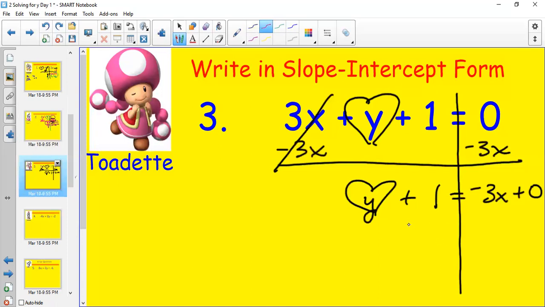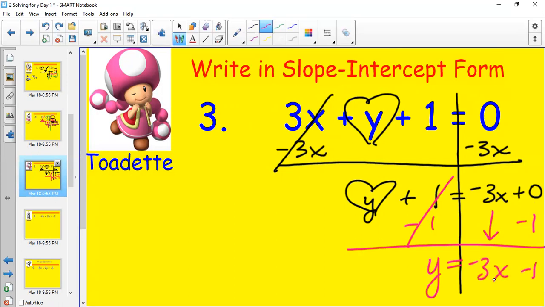Now y is not by itself like it was the last time. I have one more thing to get rid of. I'm going to subtract 1. Now that gives me 0, or just y by itself now. On the right side, though, I'm going to line it up. It doesn't have an x with it, so that makes it a constant. So I'm going to put it with the other constant, which is 0, and I'm going to combine those. So 0 plus negative 1 is negative 1. And I'm going to bring down how many x's I had, which was negative 3. So the final answer here is y equals negative 3x minus 1.